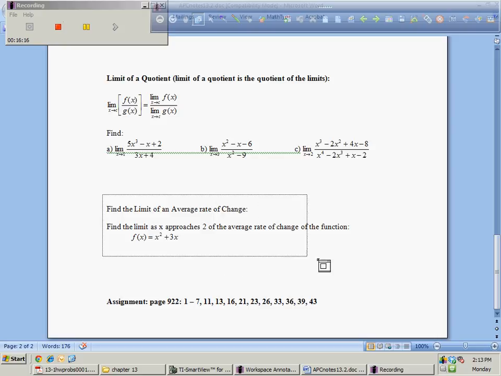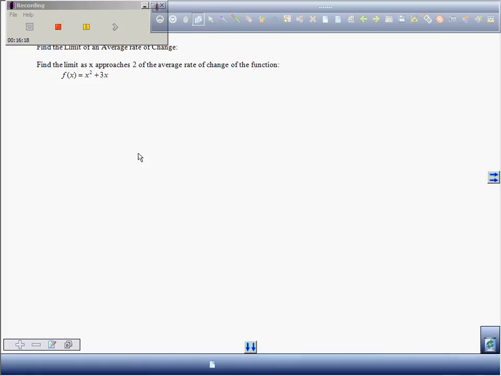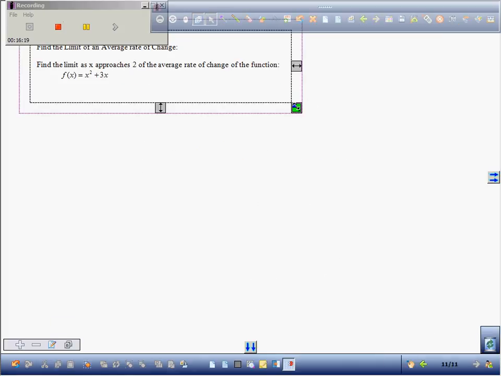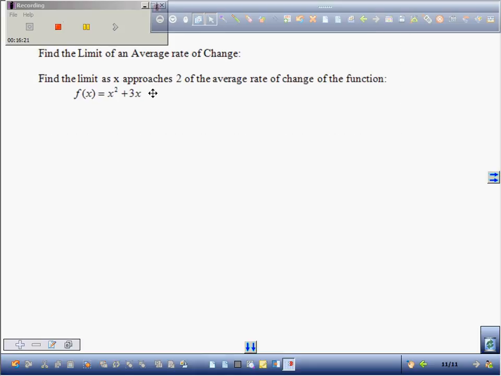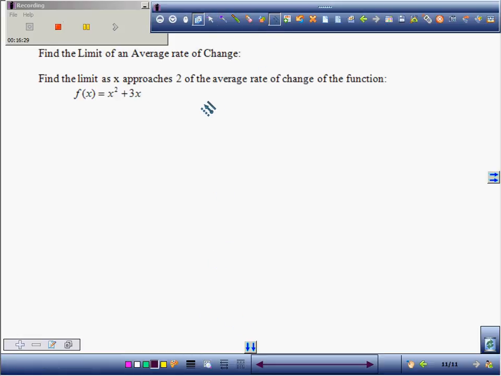So find the limit of the average rate of change as x approaches 2 of this function. So what the heck does that mean? Okay? Let me show you what that means. I'm going to make a graph here. Here's a graph. What shape does this make? This makes a parabola. So you should pay attention to this.